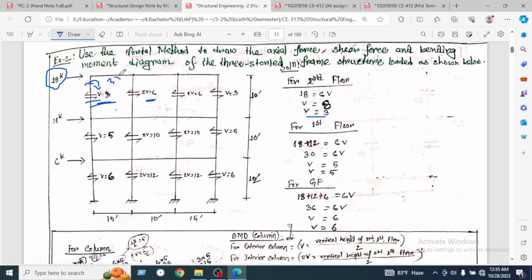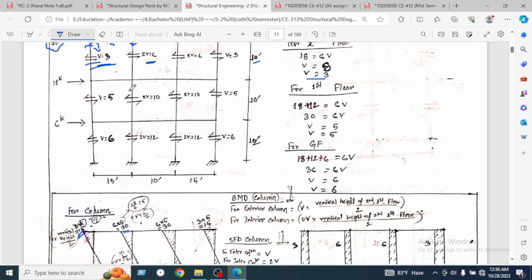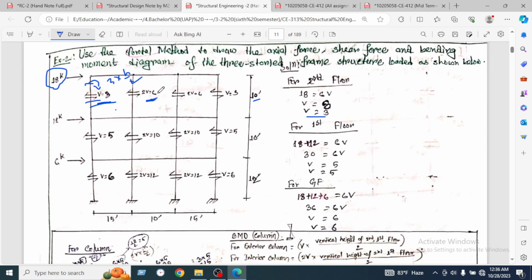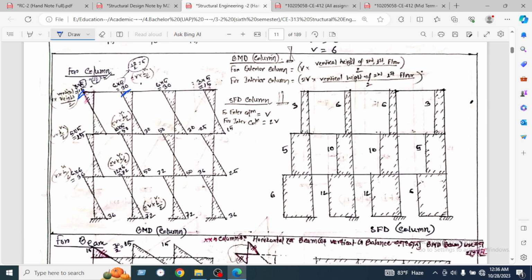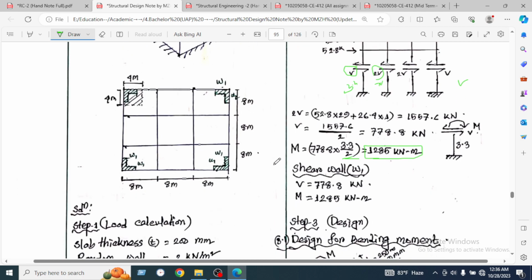H equals 10 feet, divided by 2, so it will be 3 into 10, 30, divided by 2, which is 15. So this is the 15 value. In the same way, this will be 6 into 10, divided by 2, which will be 30. Here is the value of 30. This is the column moment diagram of the column, so we will get this value in this way.